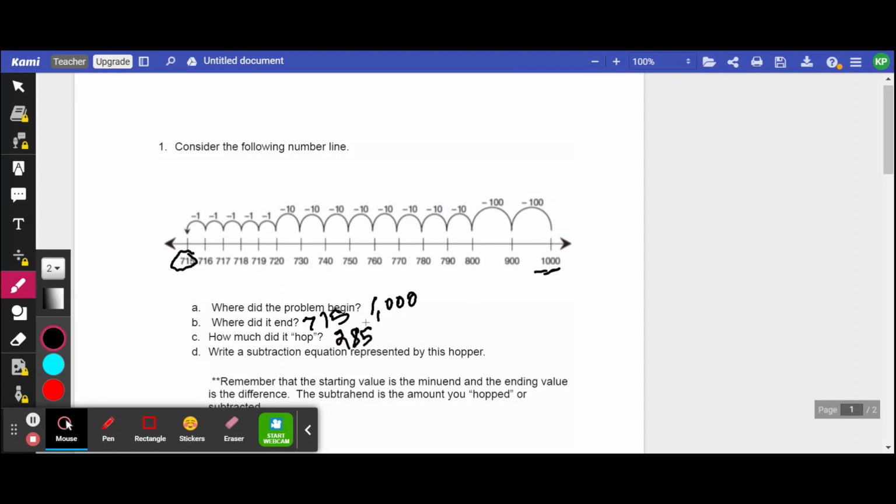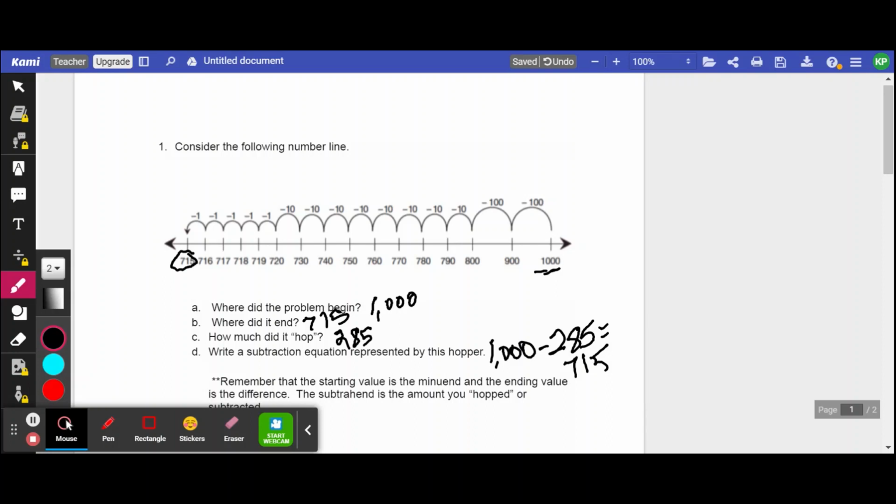Okay, so it wants us to write a subtraction equation that would be represented by this hopper. So we're going to start with the minuend, which is that top number. So we have 1,000 minus the subtrahend, which is the amount we hopped, 285. And it equals the difference, which is 715. So that's the way we read that number line. So it starts at the minuend, subtracts however much the subtrahend is, and then ends at the difference.